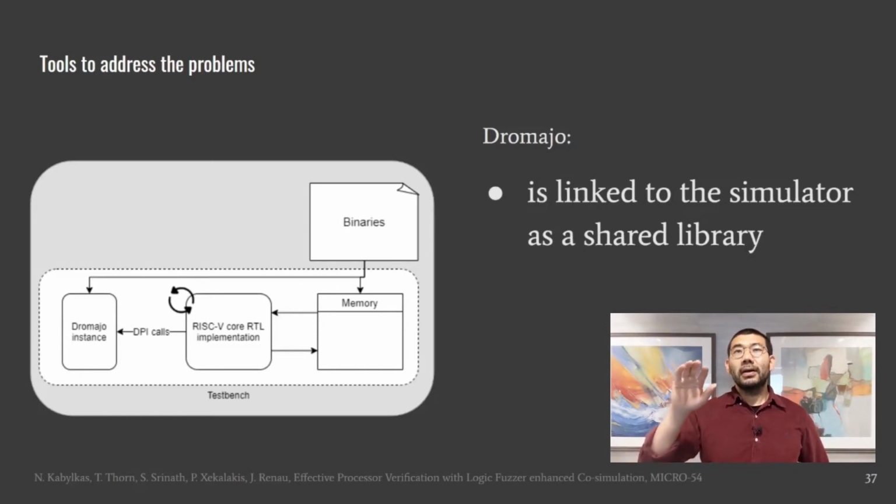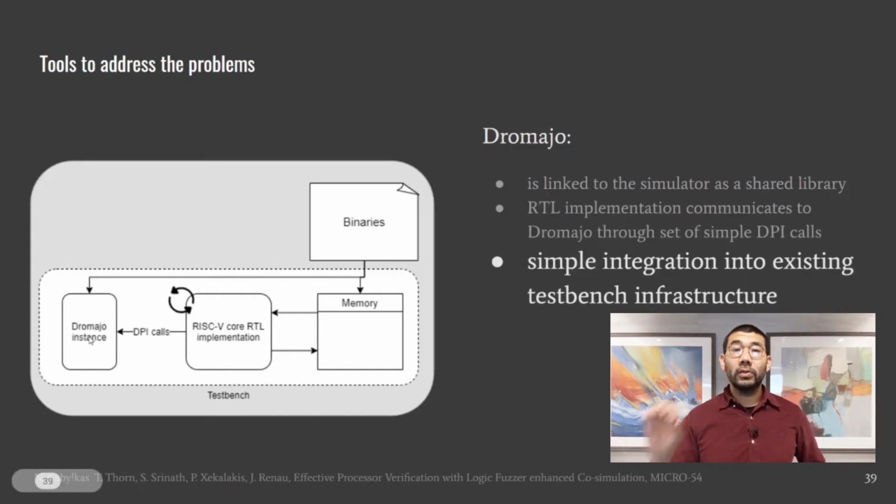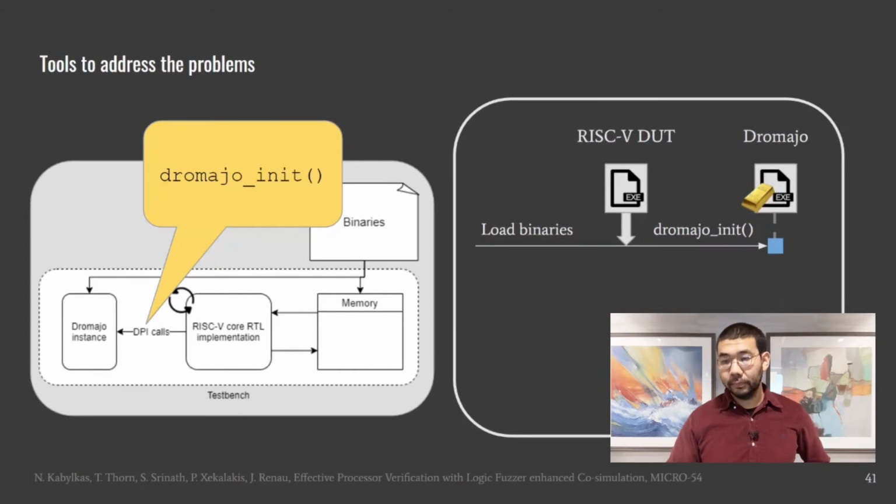The way we integrate Dromajo into our test bench infrastructure is by linking Dromajo as a shared library into the test bench, into the simulator. The RTL implementation, the box in the middle, communicates to Dromajo through DPI calls. So the communication channel that I explained in the animation is actual DPI calls in our case. And it is super simple to integrate. It's just a matter of calling three APIs of Dromajo that implement this communication between the model and the RTL implementation.